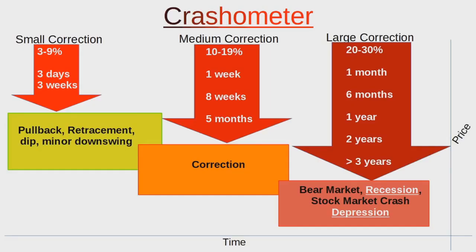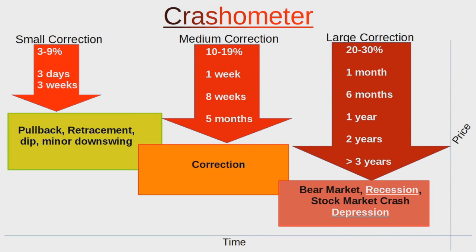Here is a diagram I made, conveniently named the crashometer, in order to define the criteria to call a price drop a stock market crash. It is commonly agreed that a stock market crash is when stock prices drop at least 20% for a duration lasting at least 6 months. That is the bare minimum criteria, pun intended, to say that it is a bear market or minor recession.